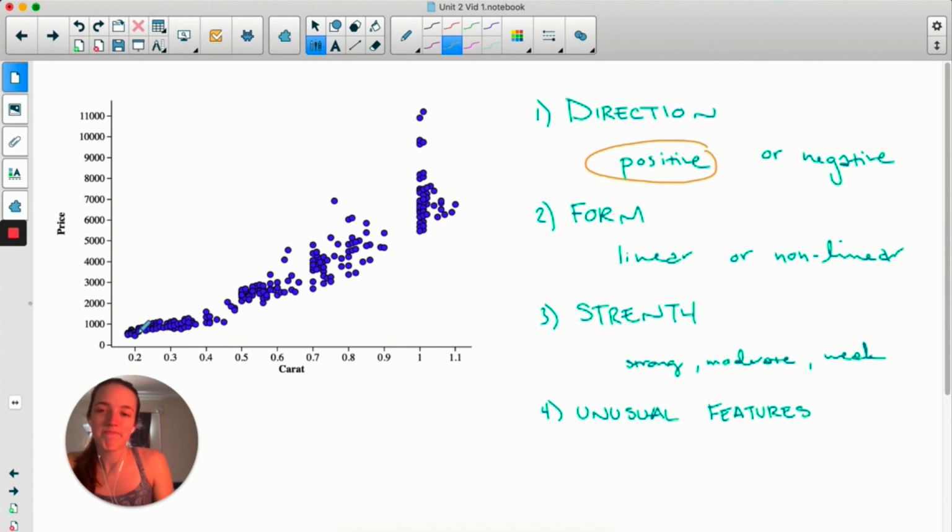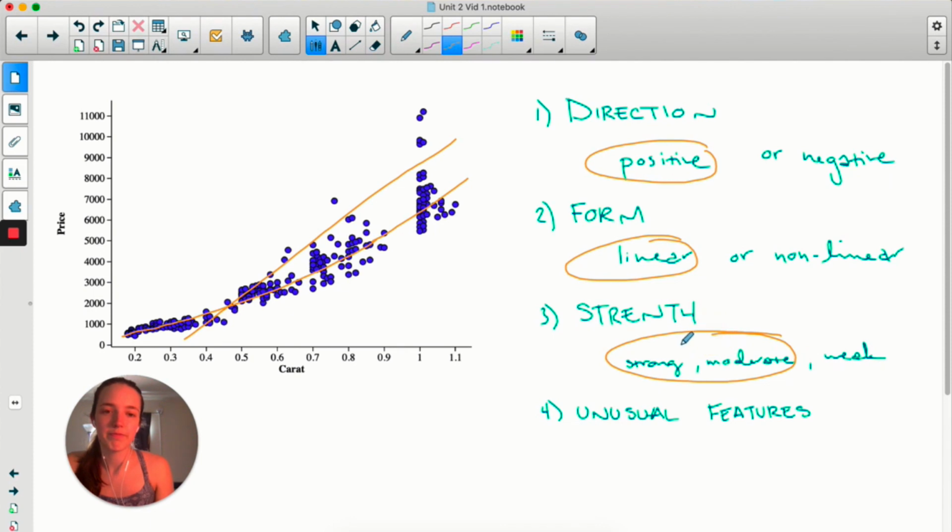The form, there's maybe a little bit of a curve, but we could probably say that it's close to linear. I would say fairly linear. And strength, somewhere between moderate and strong. Any unusual features, it looks like we have a gap between 0.9 and 1 for some reason. There's nothing here, which is a little odd. I don't know if that's something about diamonds, that it's very rare to get like 0.95 carats, but that's one thing that we could maybe note. And then we could also note that there's 2 diamonds up here that are 1 carat but are much more expensive than the others.